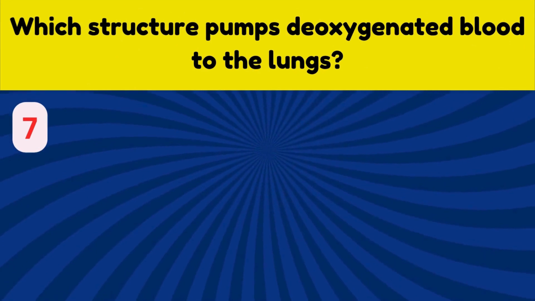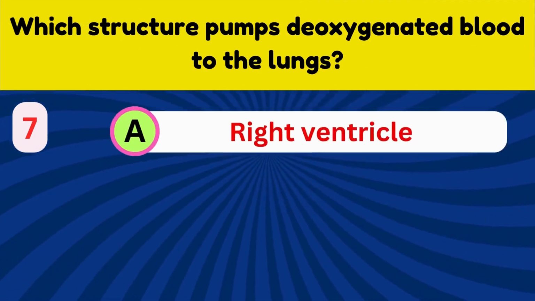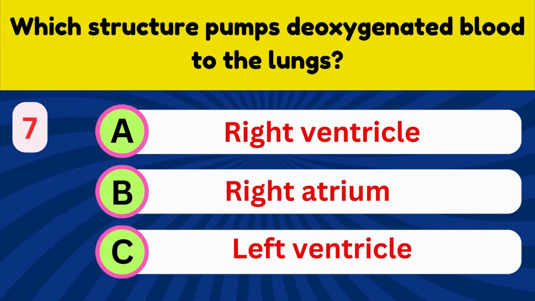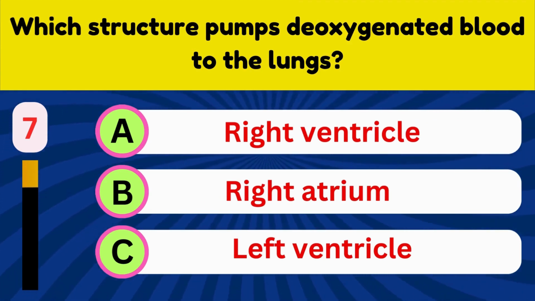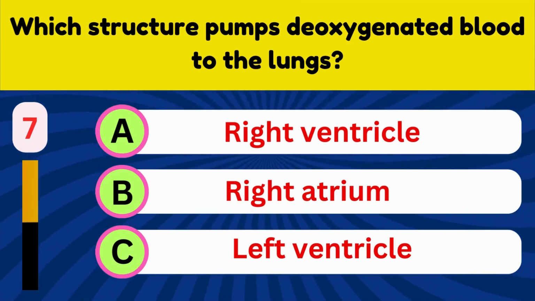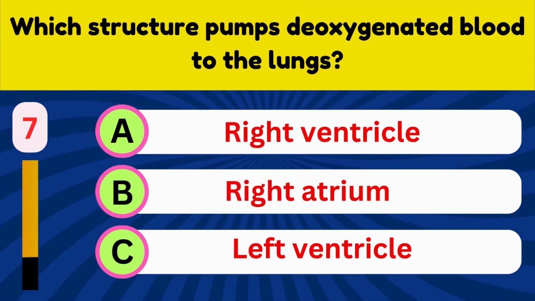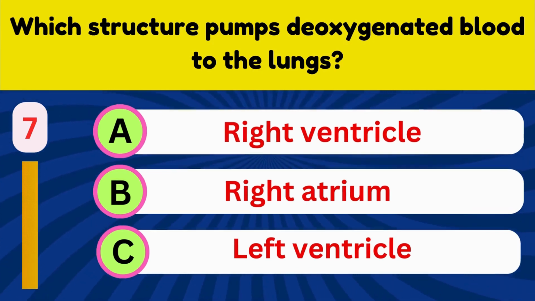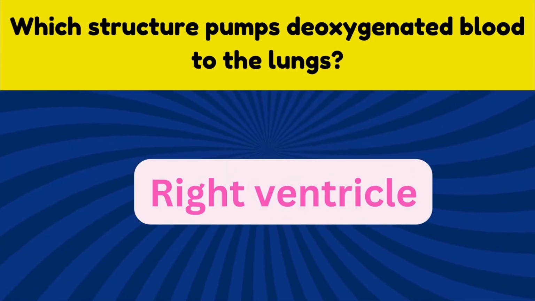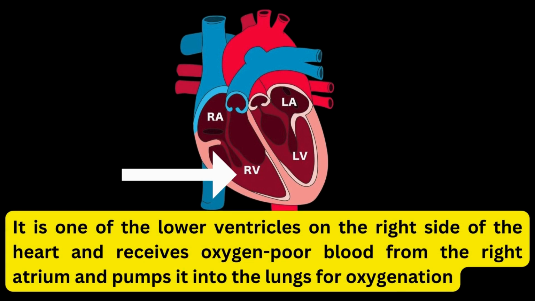Which structure pumps deoxygenated blood to the lungs? Right ventricle. It is one of the lower ventricles on the right side of the heart and receives oxygen-poor blood from the right atrium and pumps it into the lungs for oxygenation.